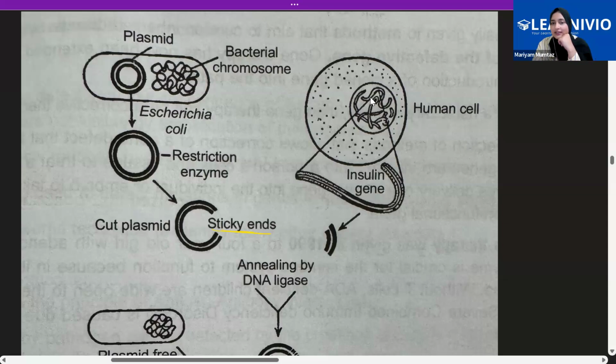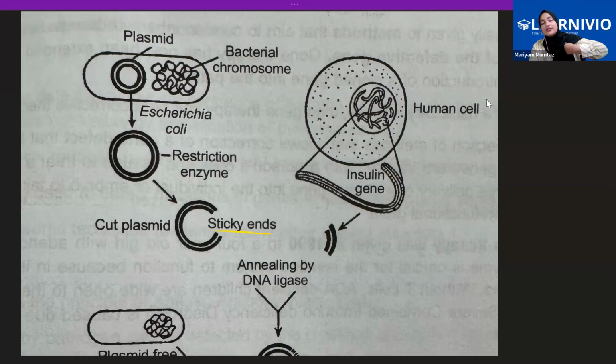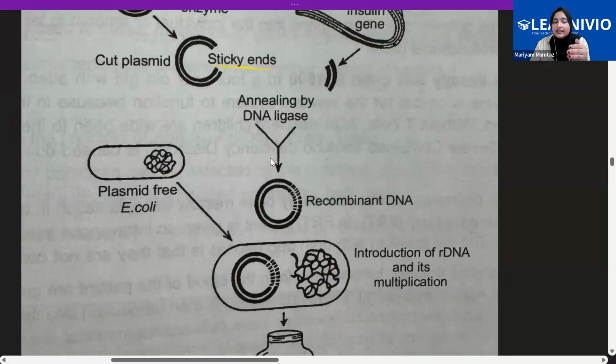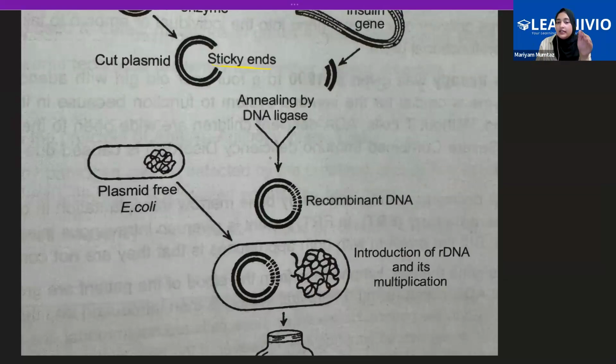See, the reason why we have to cut it with the same restriction enzyme is because we have to join them, because cutting them with the same restriction enzyme would create the same kind of ends so that they could be joined together. Sticky ends will be created. So once you've cut them, now you join them with the DNA ligase. So the plasmid along with the gene of interest you've incorporated, that is your recombinant DNA.